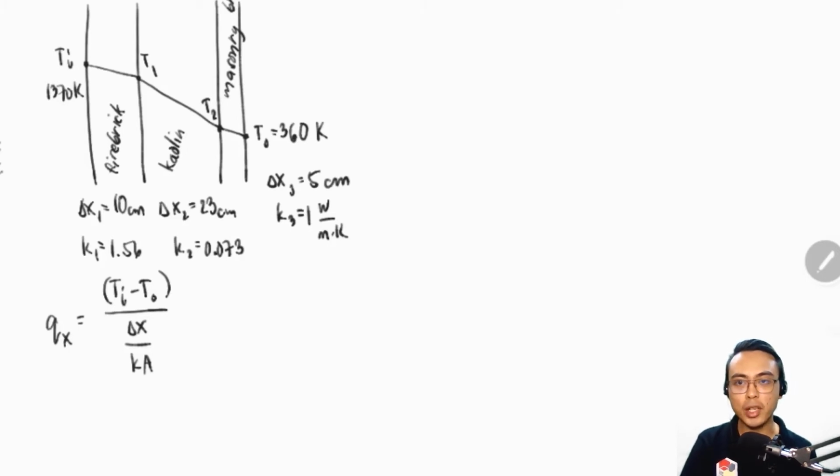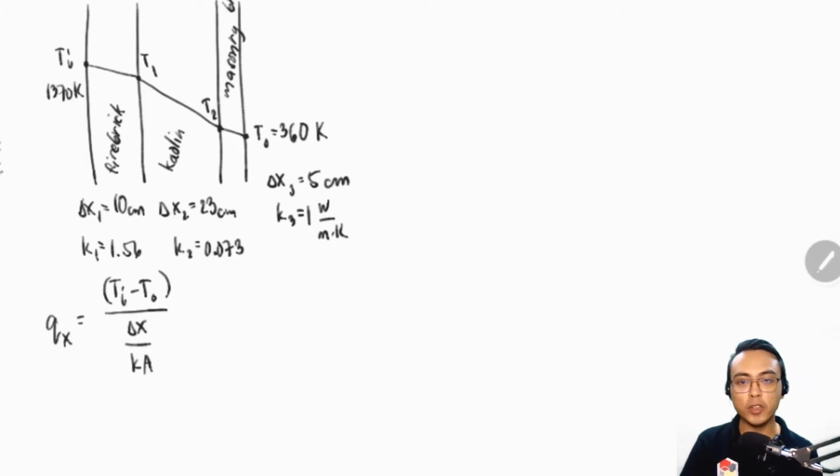The temperature inside is 1370 Kelvin, and the temperature at the outside surface is 360 Kelvin. What we are being asked in this problem is to determine the junction temperatures of the surfaces. So we have two junction temperatures or temperatures at the contacting surface. I have labeled them T sub 1 and T sub 2 in the figure here. T sub 1 is the temperature at the junction of the fire brick and the kaolin, and T sub 2 is the temperature at the junction of kaolin and masonry brick.